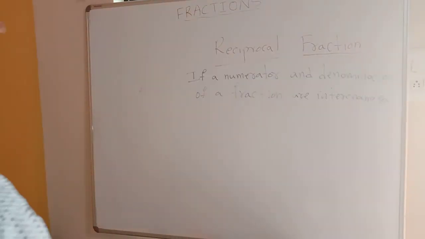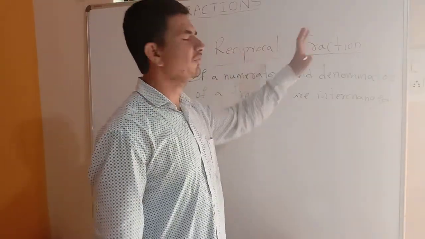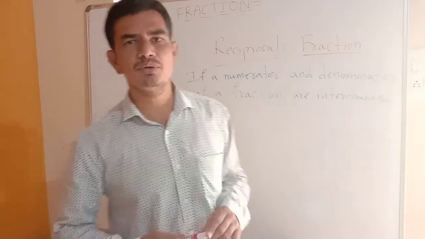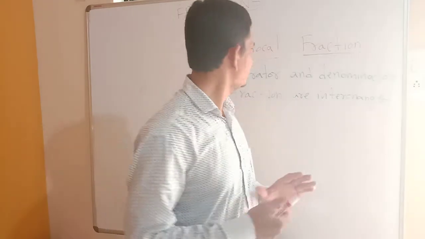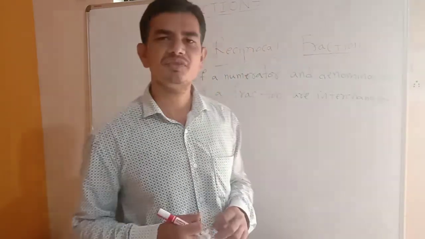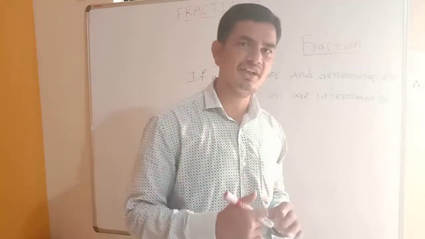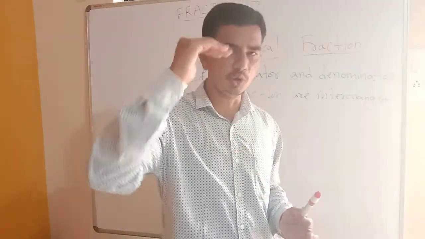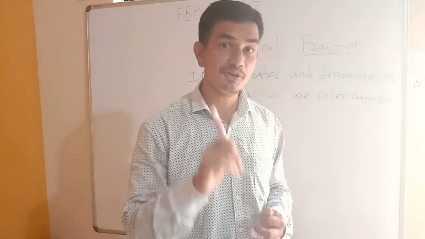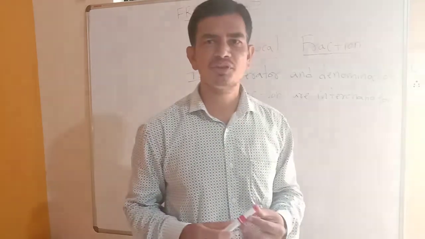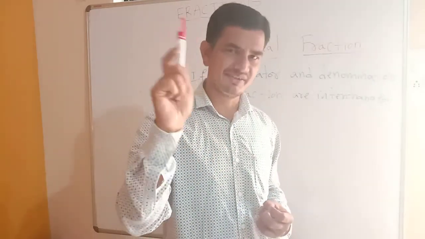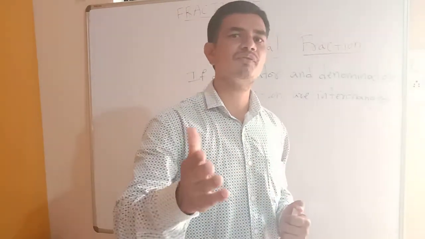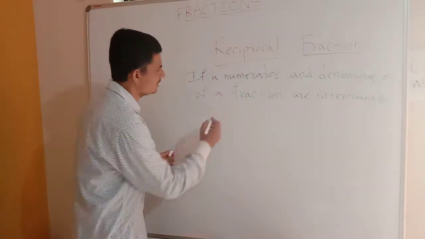So students, the next concept is reciprocal of a fraction. It may be a new word to you. If the numerator and denominator of a fraction are interchanged, meaning the numerator becomes the denominator and the denominator becomes the numerator, that is called the reciprocal. One more time I am telling you, if the numerator and denominator of a fraction are interchanged, then that number is said to be the reciprocal of the fraction. Here with examples I will explain.